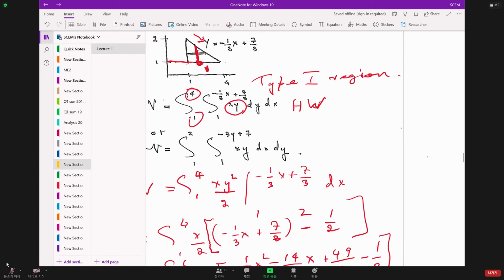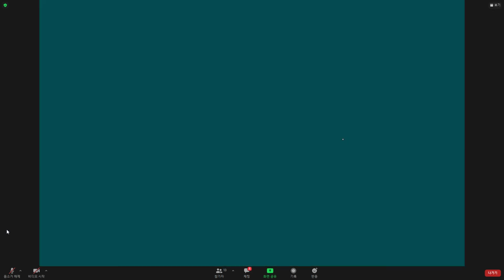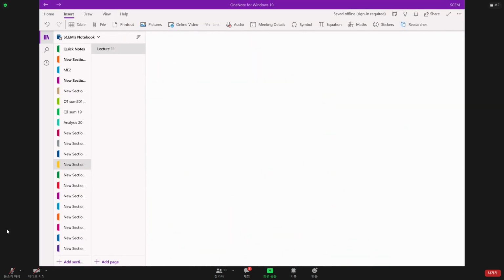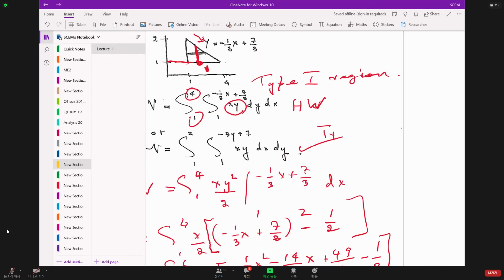The main thing is this: this is a type 1 region, and you can write this as a type 2 region also. If you work it as a type 2 region, it could be easier, because here you have fractions, and there you don't have fractions. Did you follow? Yeah.